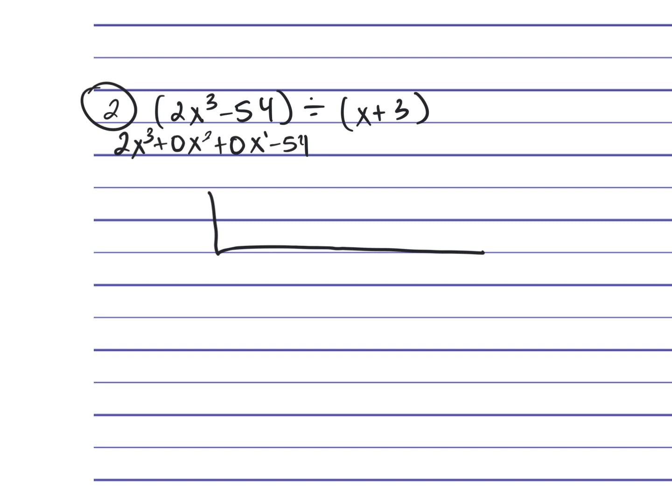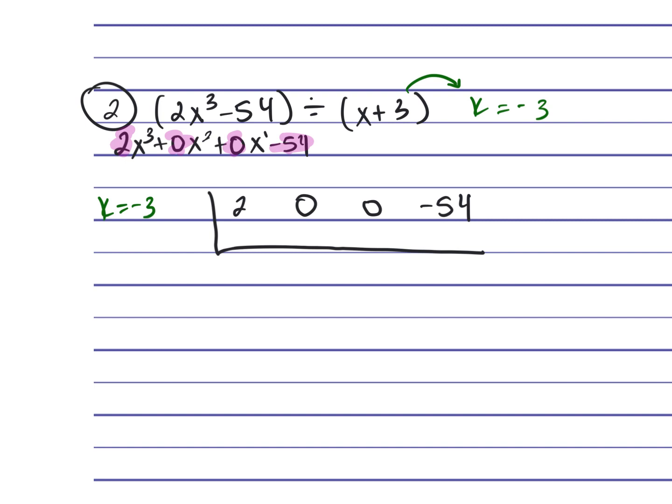I'm going to go ahead and use these numbers right here for my inside. So it's going to be 2, 0, 0, -54. And then the house number, remember that's the K. The K is always the opposite because we changed the sign. So -3.